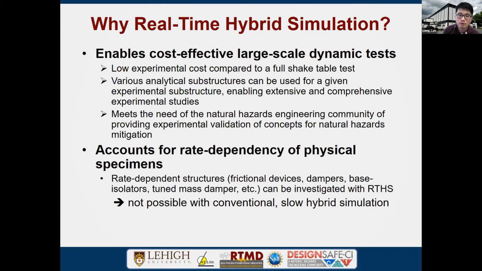Also, why are we doing real-time? Real-time hybrid simulations can account for rate dependencies of physical specimens. What we call rate-dependent substructures, such as friction dampers, base isolators, and tuned mass dampers, can be investigated using real-time hybrid simulations. Because they are rate dependent, they are not possible to test with conventional slow hybrid simulations, because their dynamic behaviors are related to velocity.